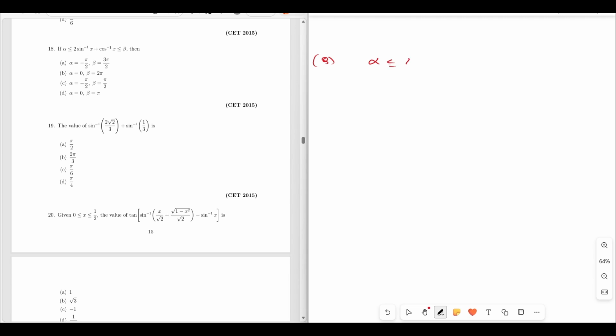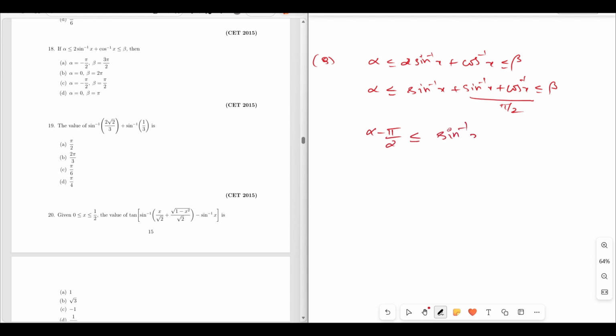Alpha less than or equal to 2 sine inverse x plus cos inverse x less than or equal to beta. Then what are the values of alpha and beta? Same logic again. Alpha less than or equal to, I'll split this as sine inverse x plus sine inverse x plus cos inverse x, which is less than or equal to beta. So now this can be replaced by pi by 2. In order to eliminate this pi by 2, I'll subtract pi by 2 on both sides. I get alpha minus pi by 2 less than or equal to sine inverse x less than or equal to beta minus pi by 2.